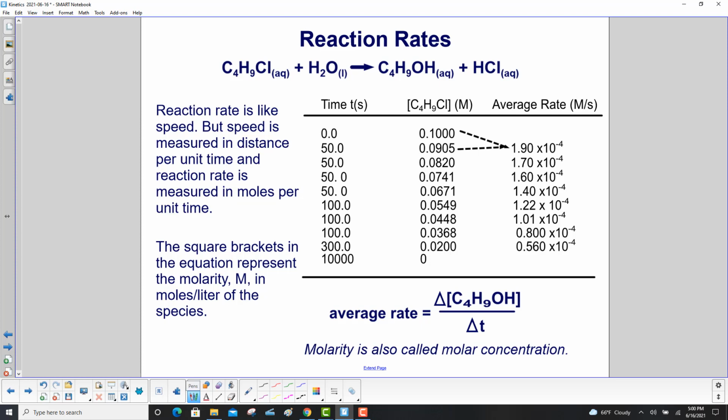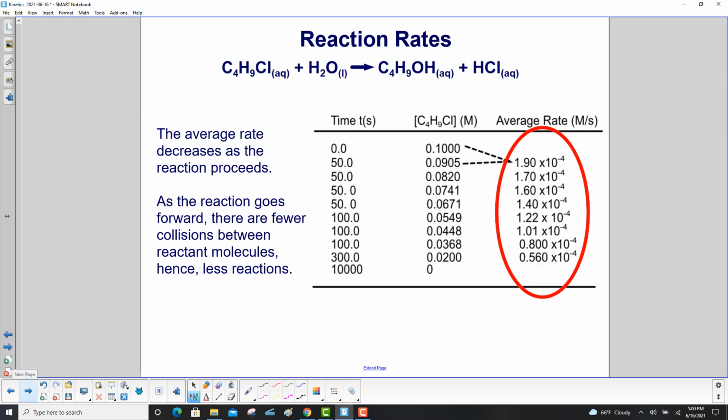Reaction rate is like speed, but speed is measured in distance per unit time, and reaction rate is measured in moles per unit time. The square brackets over here, and also over here, they represent the molarity, M, in moles per liter of the species. And molarity is also called molar concentration.